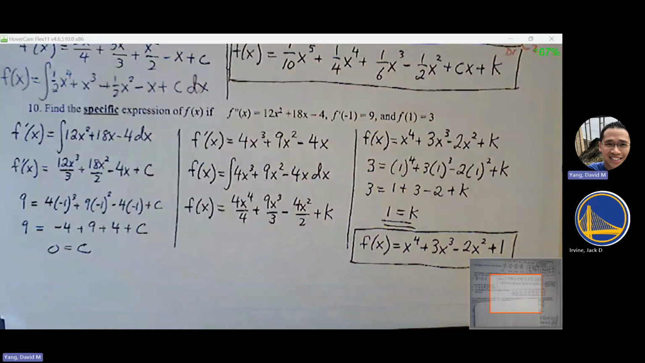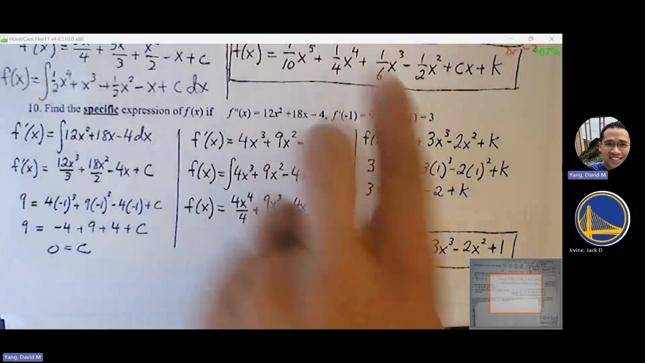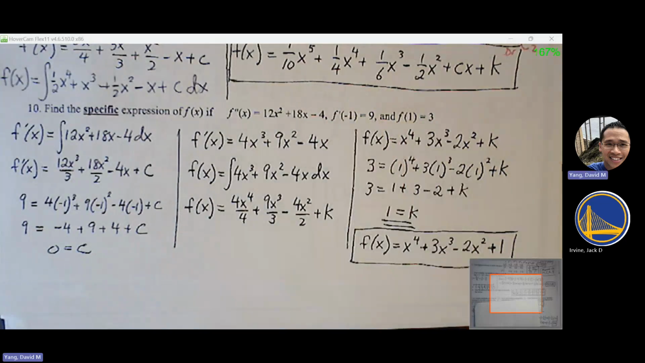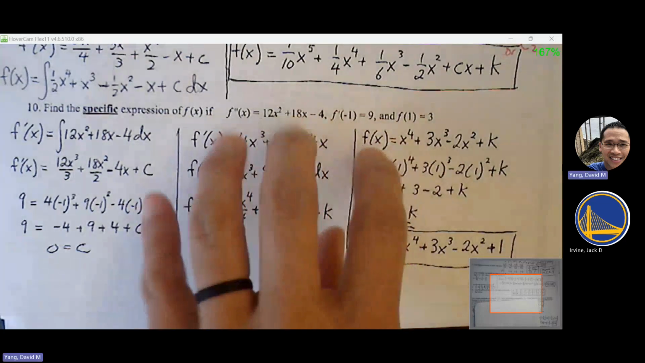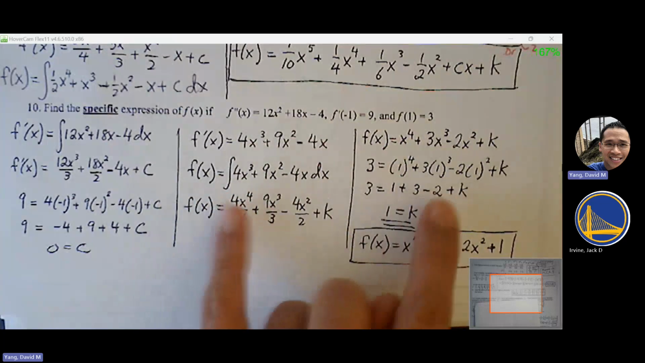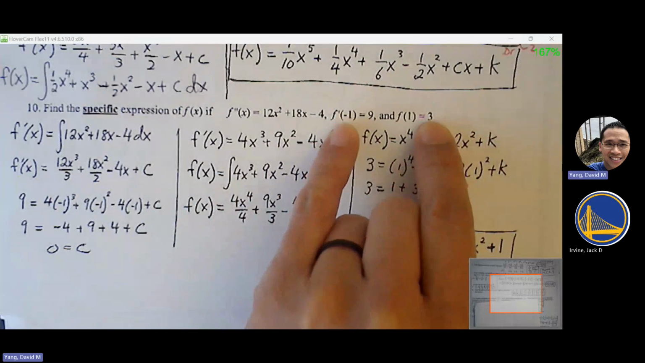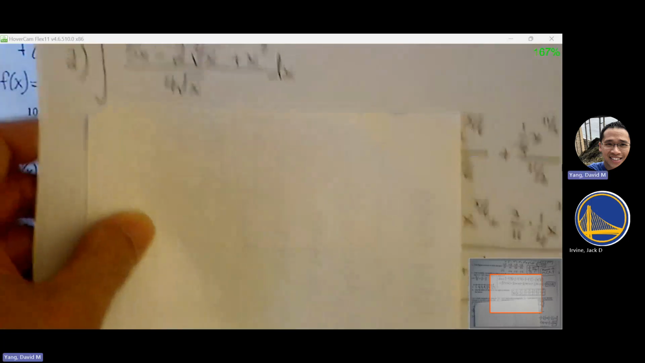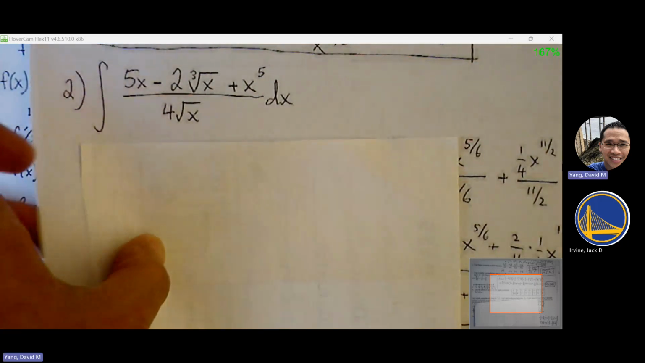Right, the C will turn into a number because we're using this to help solve for that number. Yeah, so when you do a specific solution, all your C and K will eventually get replaced with numbers. So let's do number 2 from that worksheet there.